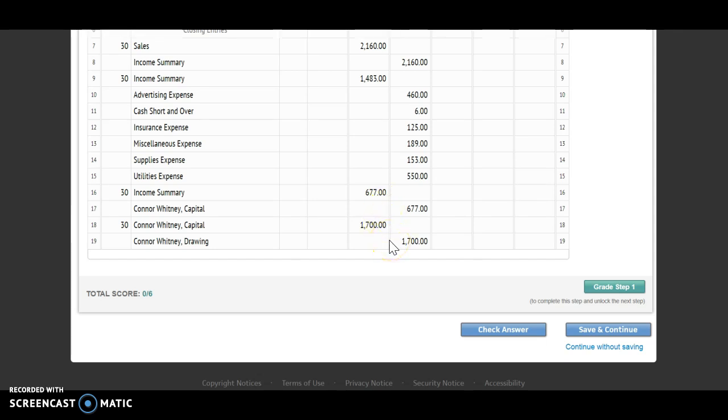And my last one is I'm closing my drawing account. Now, this is the only one that's really going to change. So if I were to have a net loss, it would be flipped. I would debit capital and credit income summary.